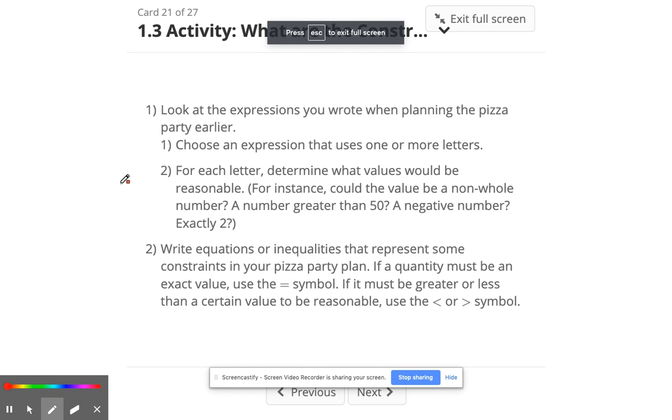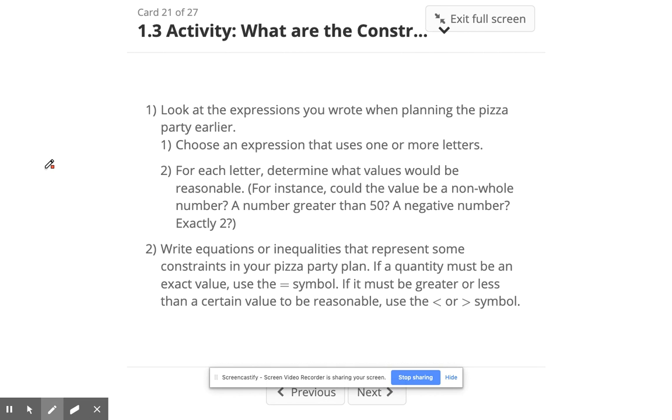All right, guys. We're going to continue now. It says for each letter, determine the values. Again, we were talking about how the cost of the cheese is going to be less than or equal to 8, but also greater than 0. I mean, there's going to be a price. You're probably not going to have a $1 cheese pizza, but you never know.